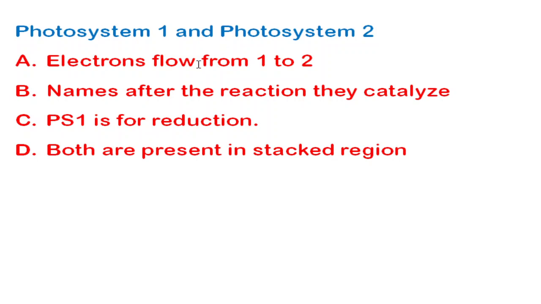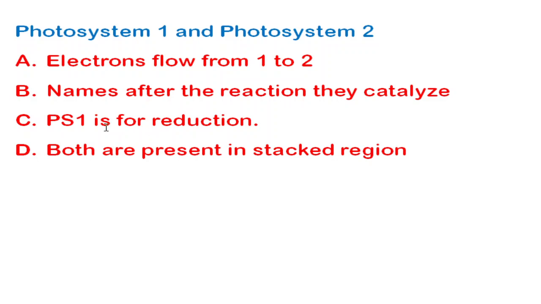for this particular question. The first option they have given is that electron flow is from photosystem 1 to photosystem 2. This is absolutely wrong. We all know electrons flow from photosystem 2 to photosystem 1. Next, these photosystems are named after the reaction the catalyst. No, it is not at all. Nowhere can we find this particular statement.